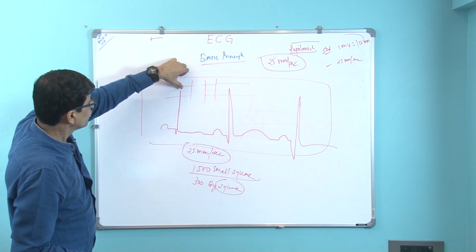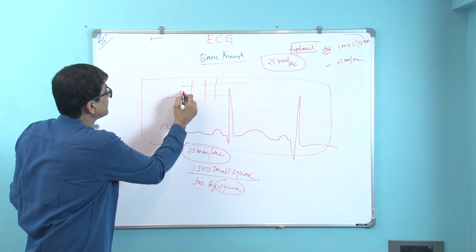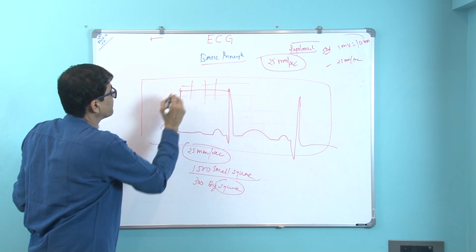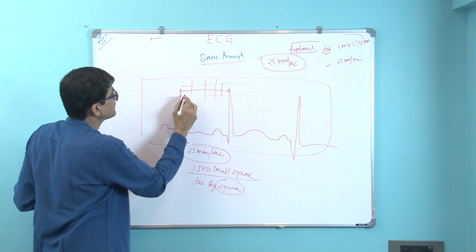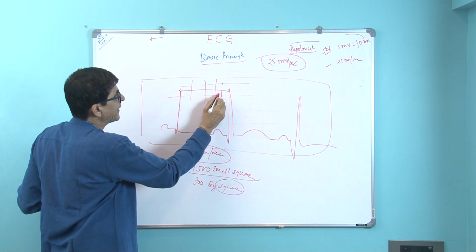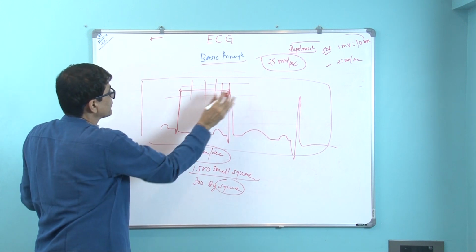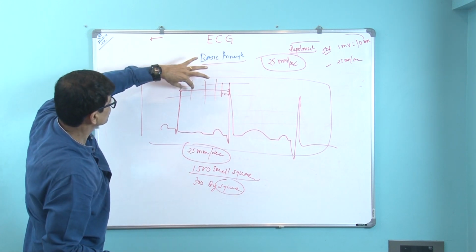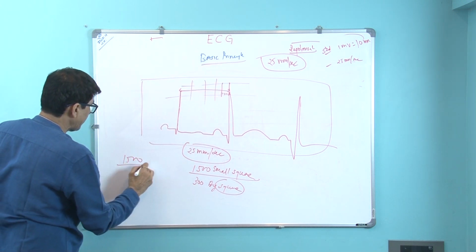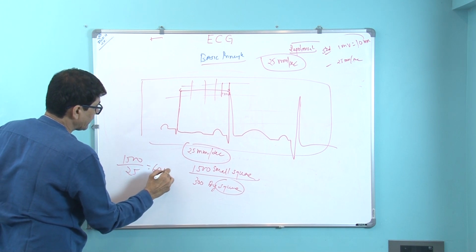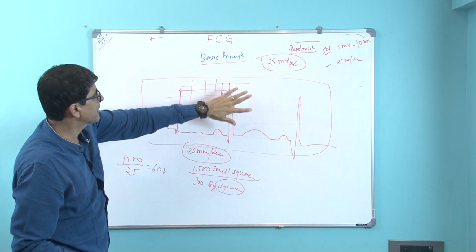Suppose this is a P wave, this is an R wave, this is an R wave. See the distance between these two R waves and calculate the number of small lines. Suppose there are 5 big squares between them: 5, 10, 15, 20, 25. So 1500 divided by 25 equals 60. So the patient has a heart rate of 60 beats per minute.